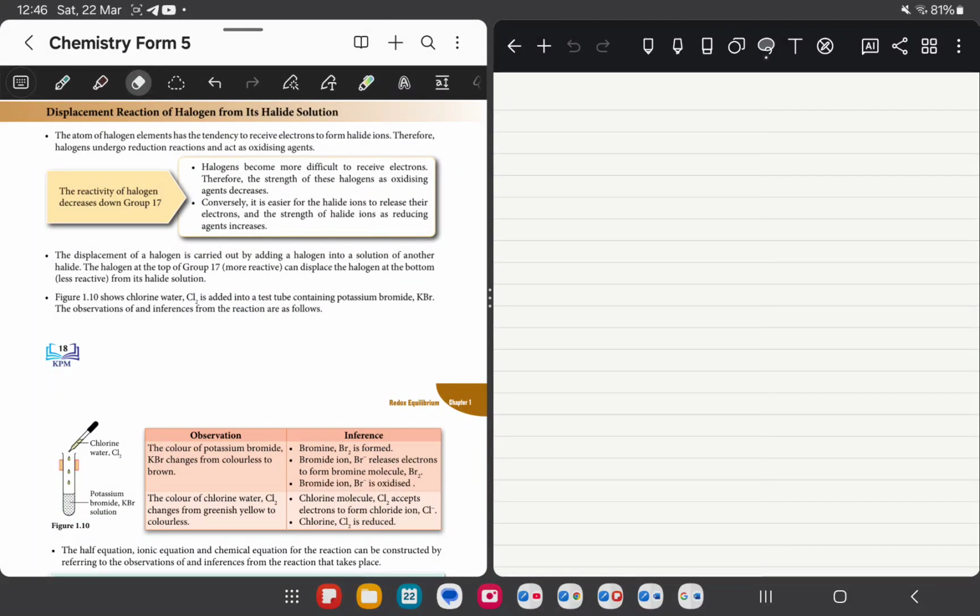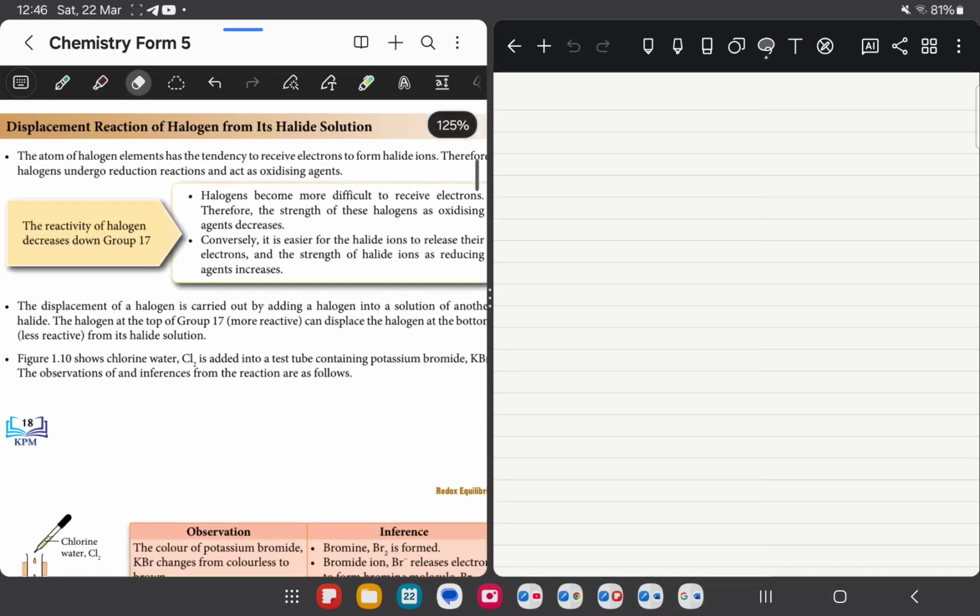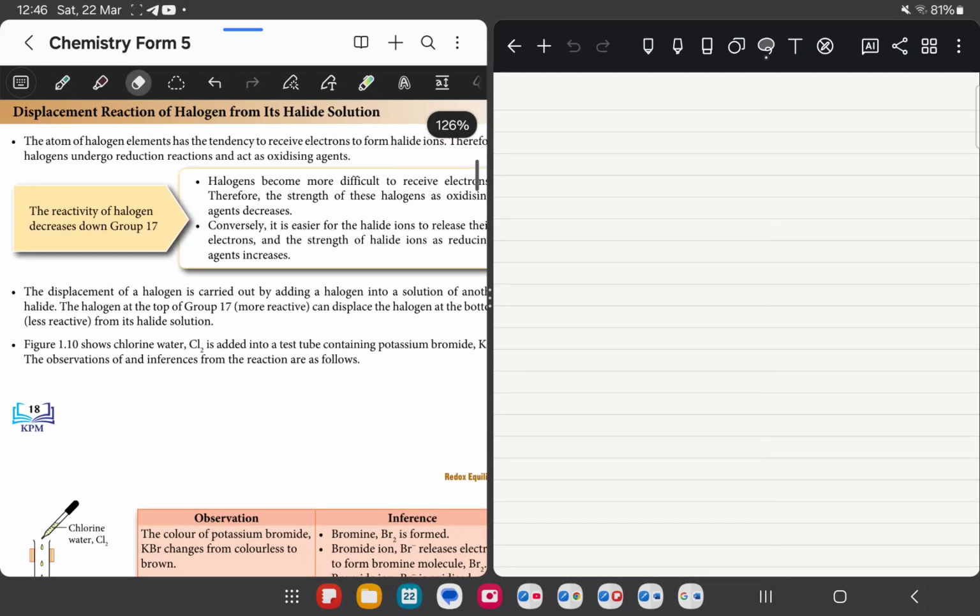So for this video, I'm going to teach you a new subtopic for 1.1 redox, which is displacement reaction of halogen from its halide solution. A lot of students say this subtopic is very hard, but it is not hard. You should study it with the right method.